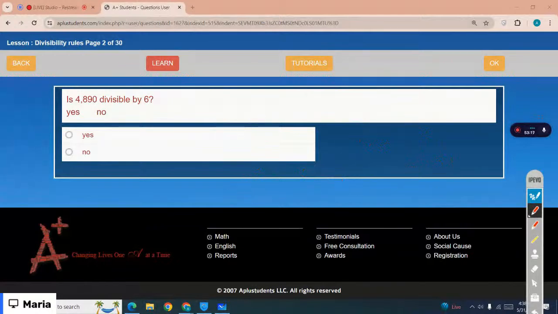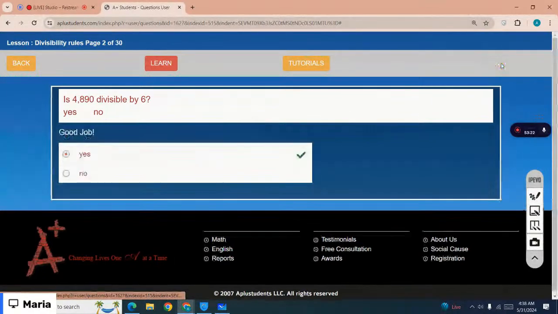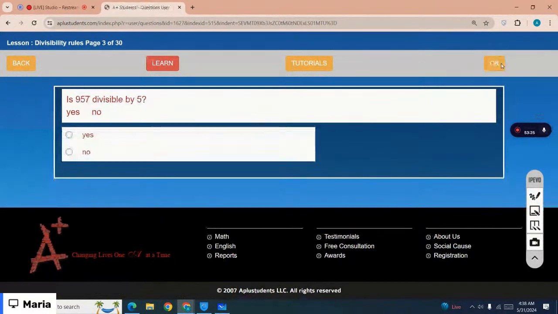Okay, the next one is 957 divisible by 5? Which is the correct option? The divisibility rule for 5 is if the ones digit is either 0 or 5, that means the number is divisible by 5. Got it? So the ones digit is neither 0 nor 5. The number is not divisible by 5. The correct option is no.